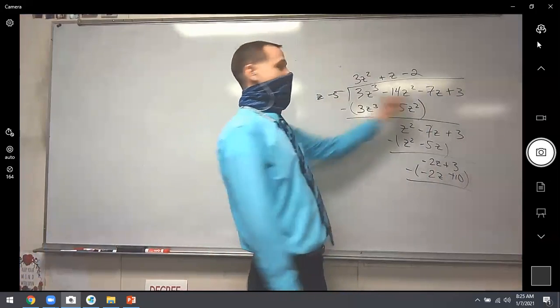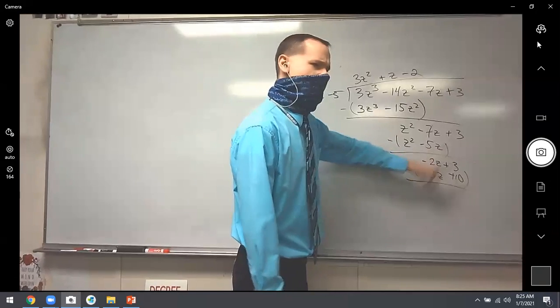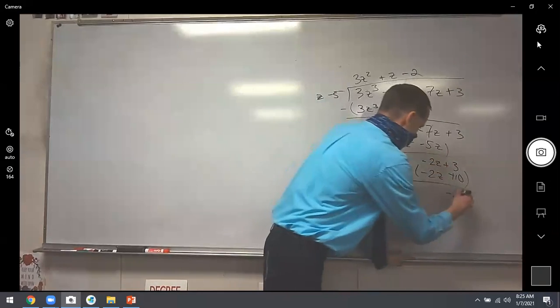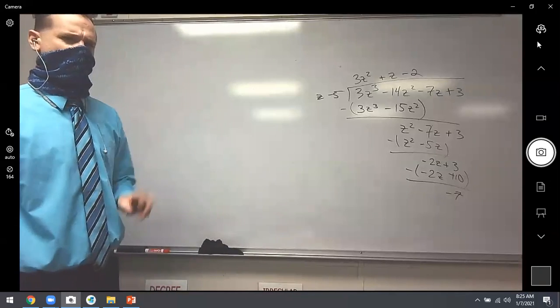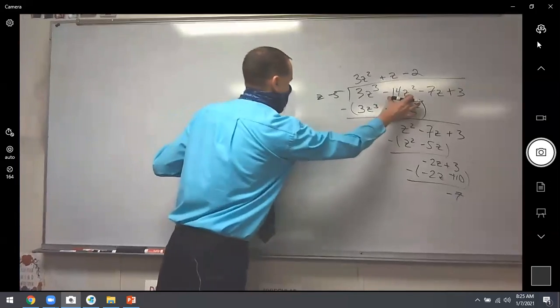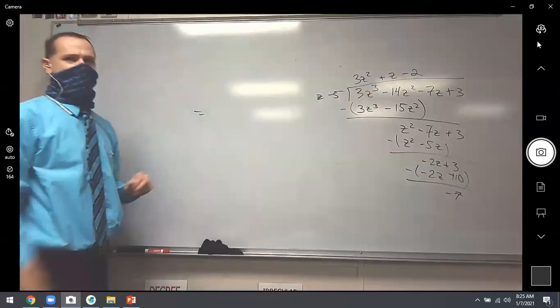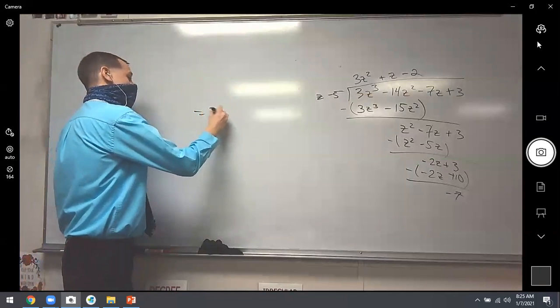That means that this does not go into this, just like numbers work. The 2z's go away. 3 minus 10 is negative 7. So there's our answer, but we have a remainder. So we want to be careful how we write our answer. The answer to this divided by z minus 5 is the answer, which was 3z squared plus z minus 2.